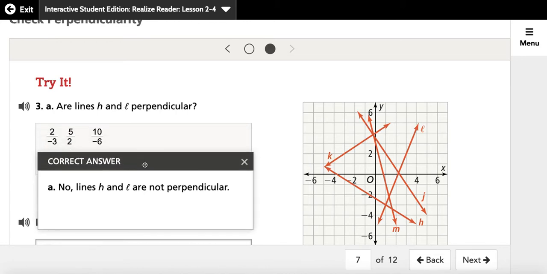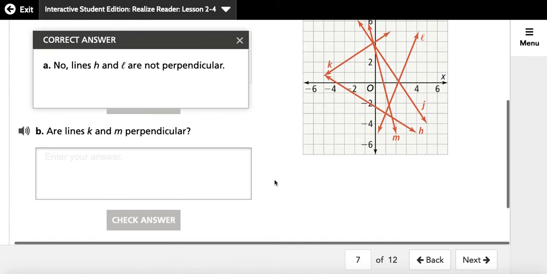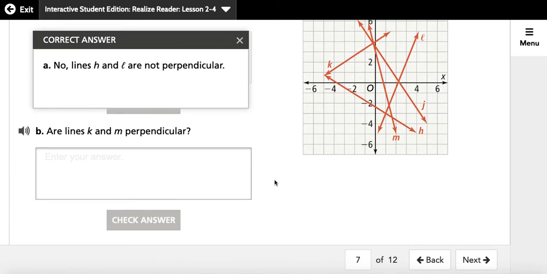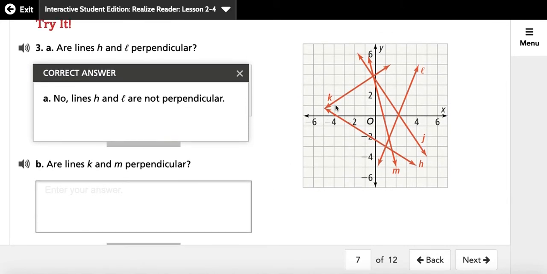Okay, they didn't show the work, but it's good to show the work. Definitely show the work on your homework and on the quizzes and tests. Are lines K and M perpendicular? K and M. Wow, I can look at that and they don't look perpendicular to me, but you need to back it up. You can't just answer these questions yes or no. I know they did, but you need to have full credit. You need to show that you calculated the slope.